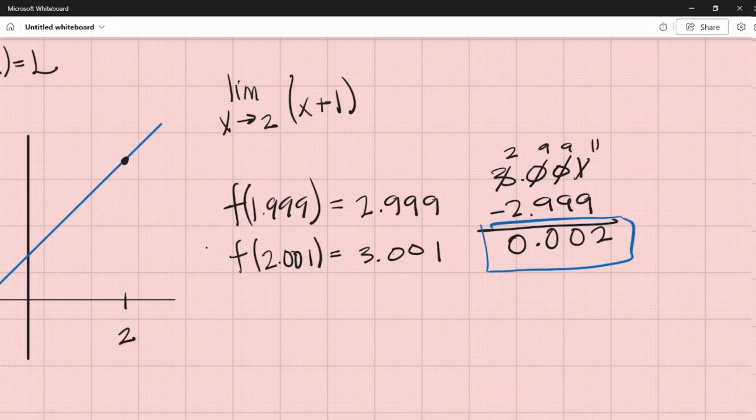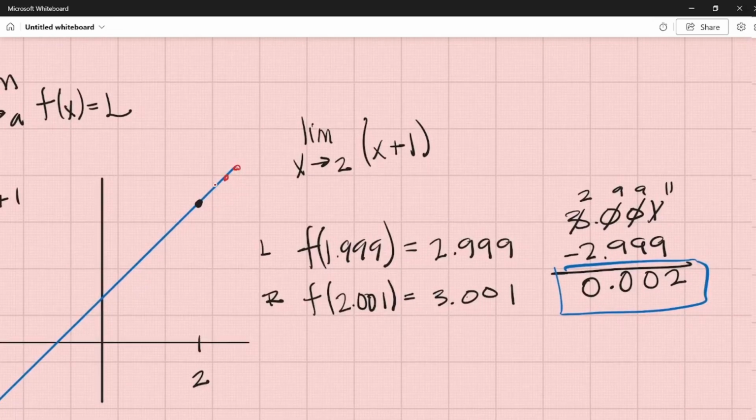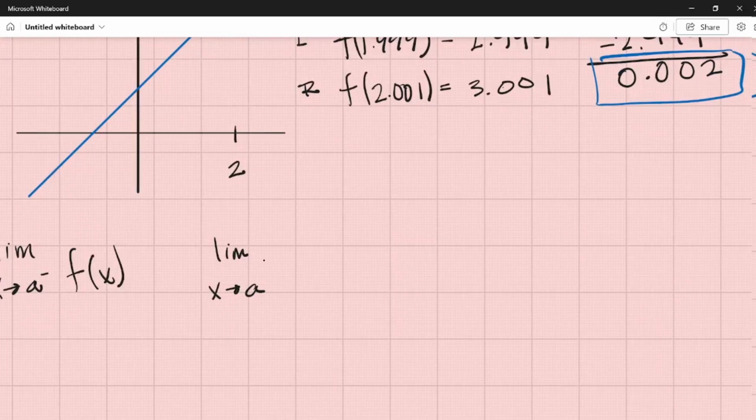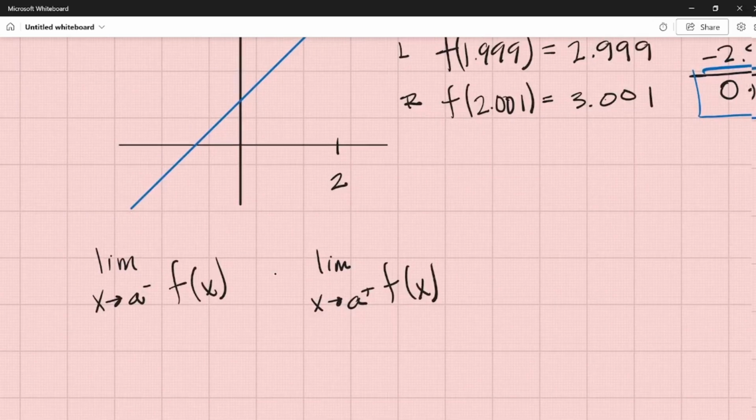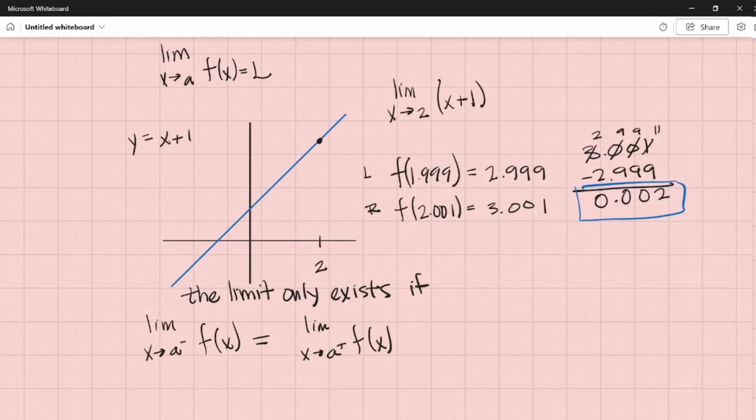And so what I did here was I had approached the limit from the left, and then I also did it from the right. And there's a notation for this. Specifically, as x goes to a from the left, that's the left-hand sided limit. The limit as x goes to a from the right has a positive subscript. The two-sided limit criterion says that the limit only exists if the left-hand sided limit is equal to the right-hand sided limit. In this case, the limit exists.